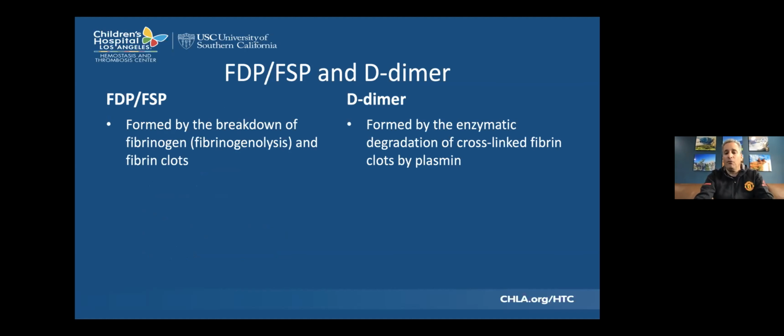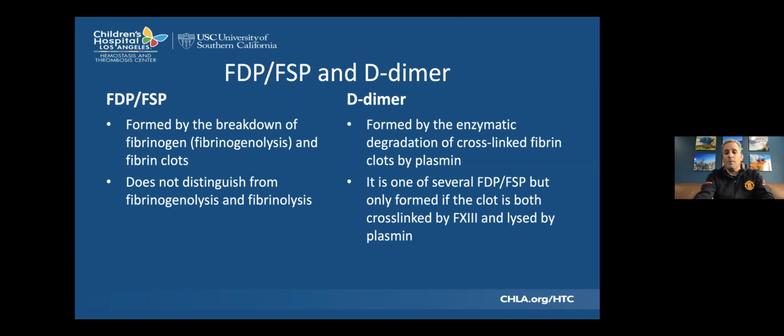So you have to have made a full fibrin clot, including with factor 13. And then it's cut by plasmin, and that's what the D-dimer is. So the FDP doesn't distinguish between fibrinogenolysis and fibrinolysis. And there are some liver conditions where you can have breakdown of fibrinogen. So the D-dimer is a little bit more specific. The D-dimer is one of the fibrin degradation products, but it's only formed if the clot is both cross-linked by factor 13 and then lysed by plasmin.